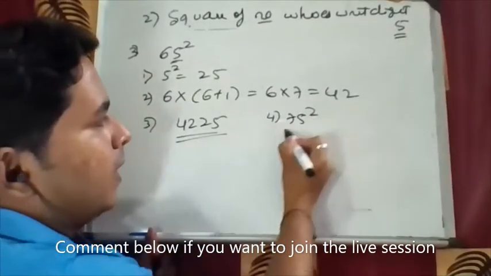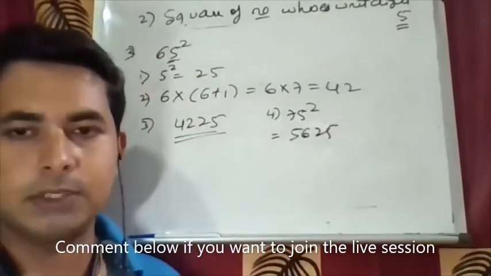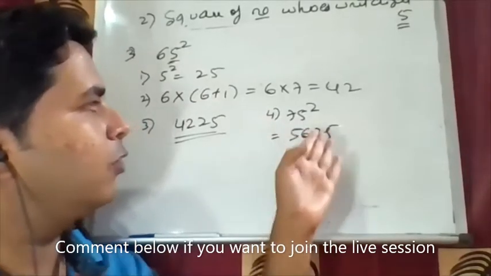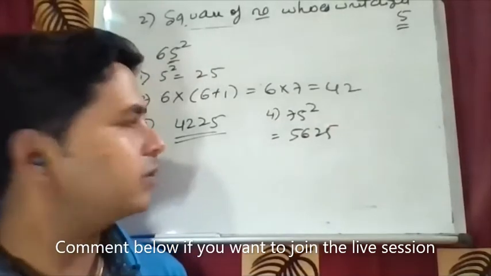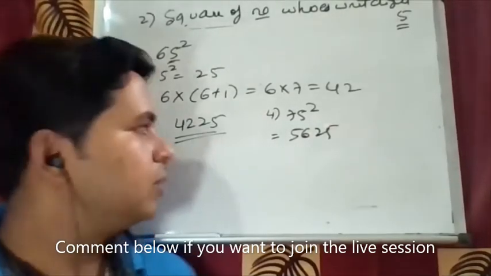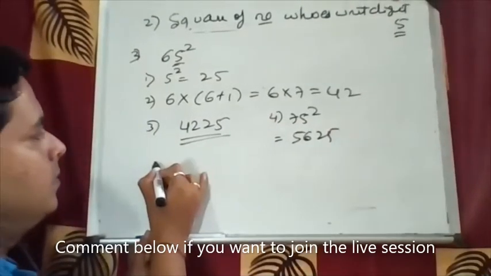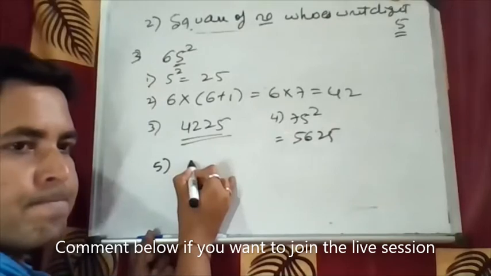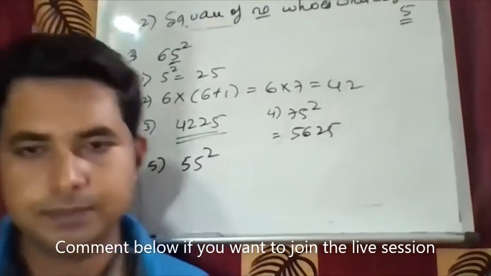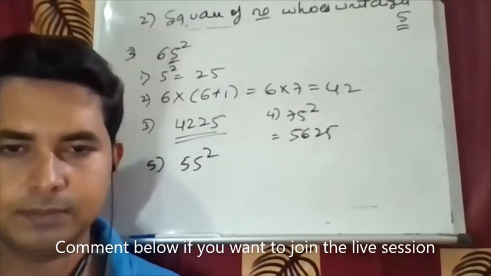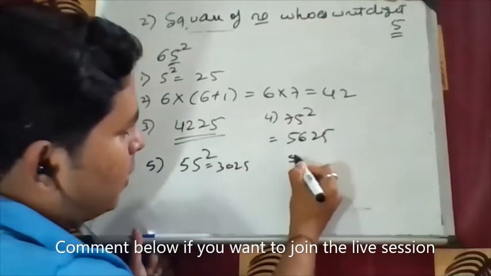75 square. Yes, tell me quickly. You people understand I am writing in a stepwise manner, so now I won't write stepwise. Directly I take 25 and 7 into 8 is 56. So my answer is 56, 25. So 7 into 8 and 25. So find this one. Yes. Okay, 3025.